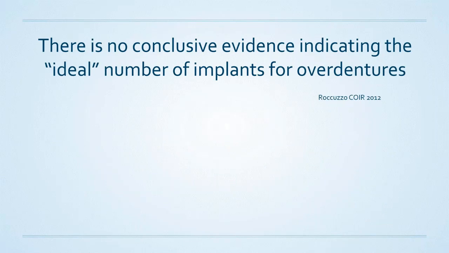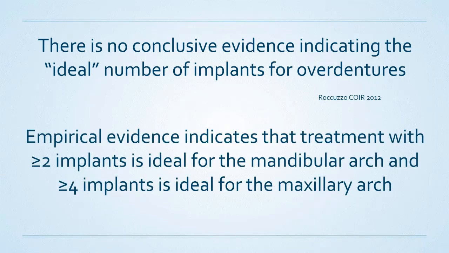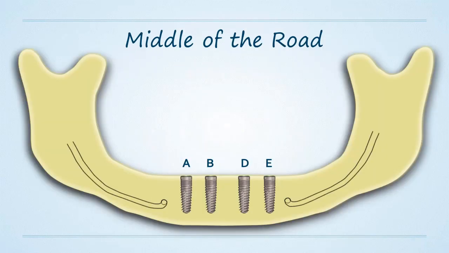What I can tell you also is that there is no conclusive evidence indicating the ideal number of implants for an overdenture. However, in my clinical practice, and speaking to many clinicians around the country and world, the general empirical clinical-based evidence indicates that somewhere right around 2 or more implants for the mandible and 4 or more implants for the maxilla is indicated. What does that mean? The middle of the road application is what you see here.